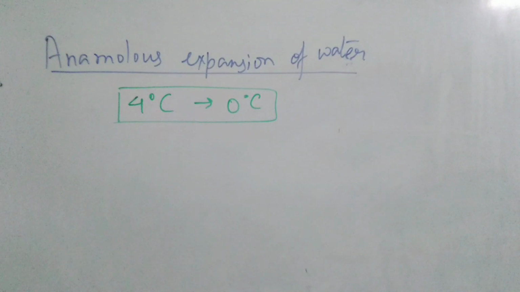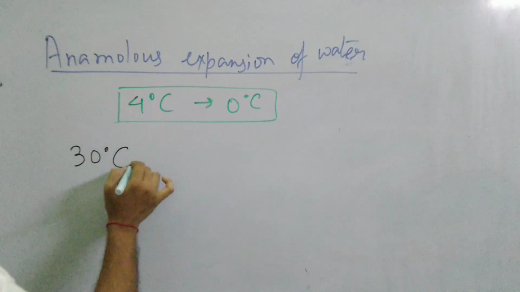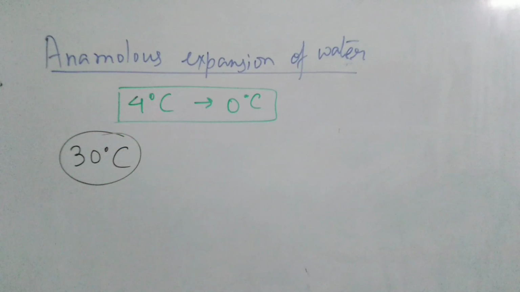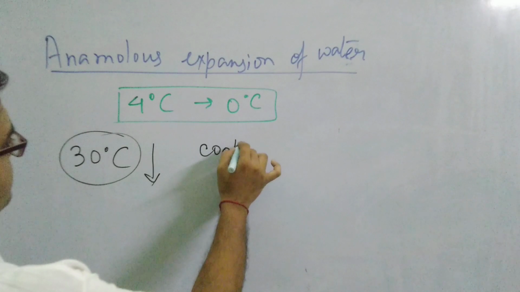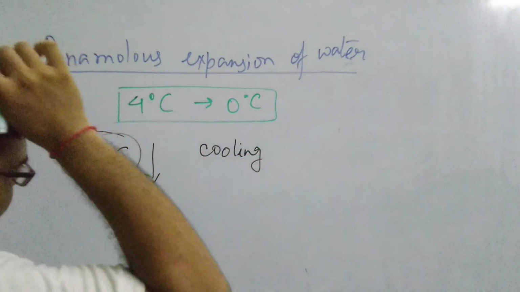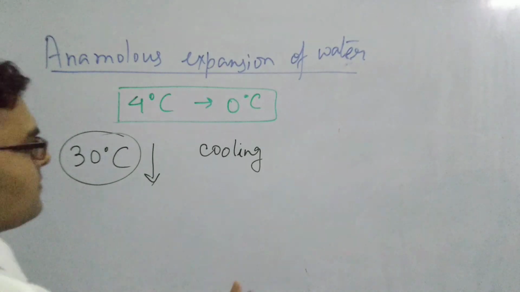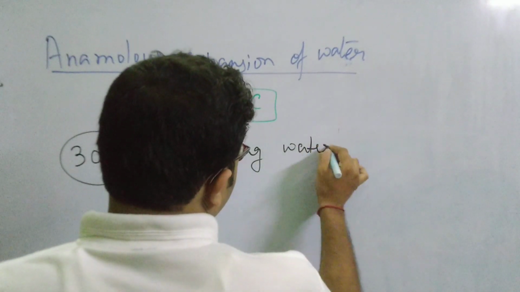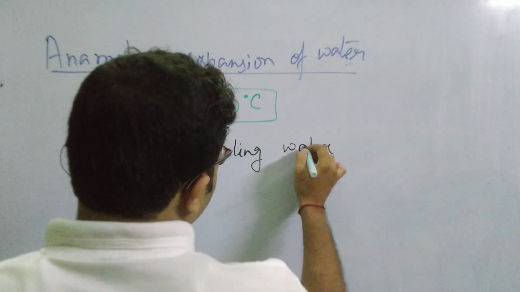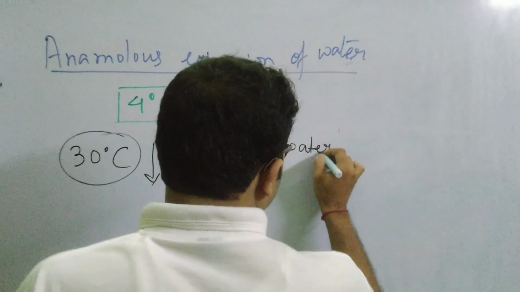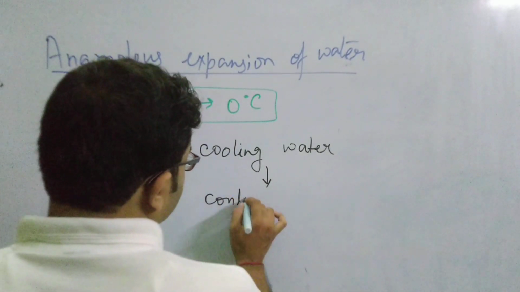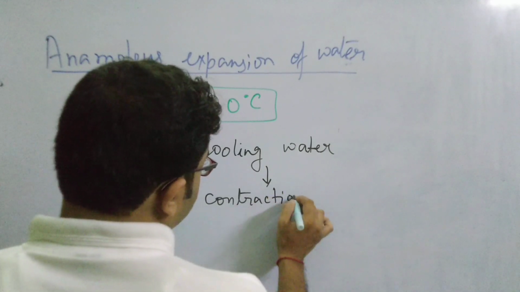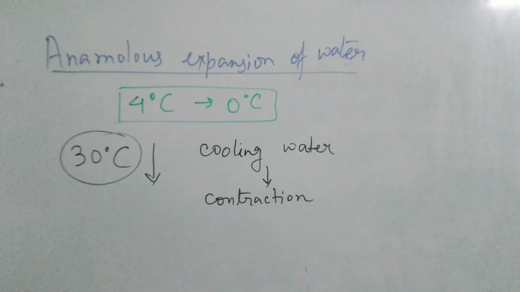See, if you have taken water at room temperature, say 30 degrees centigrade. Now, when you cool down the water, the temperature of water decreases, fine. As you cool the water, what will happen? Definitely the volume of the water will be reduced. It will contract, isn't it? As we have seen, on cooling, water contracts. So the volume gets reduced.